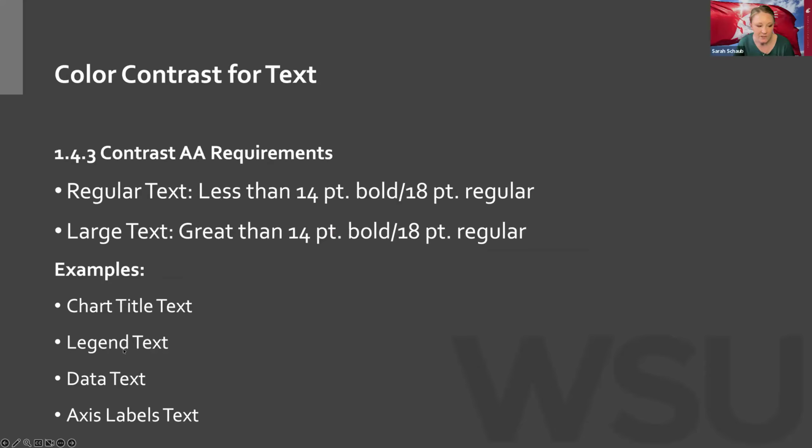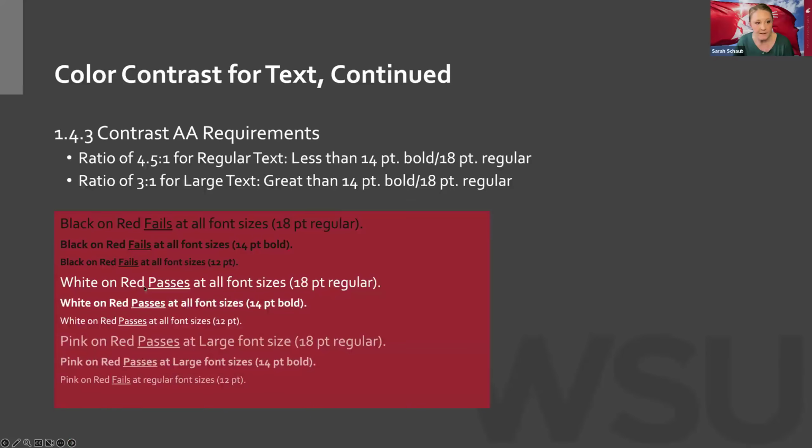In chart titles, legend text, data text, all of those different axis labels that you might have in a chart or graph, they have to also meet specific color contrast requirements. And the ratio for that is 4.5 to 1 for regular text if it's less than 14-point font, bold, or if it's 18-point font regular. And I've provided examples of what that looks like in this text box here, and I'll go over that in a second. And then a ratio of 3 to 1 for large text that's greater than 14-point font bold or 18-point font regular.